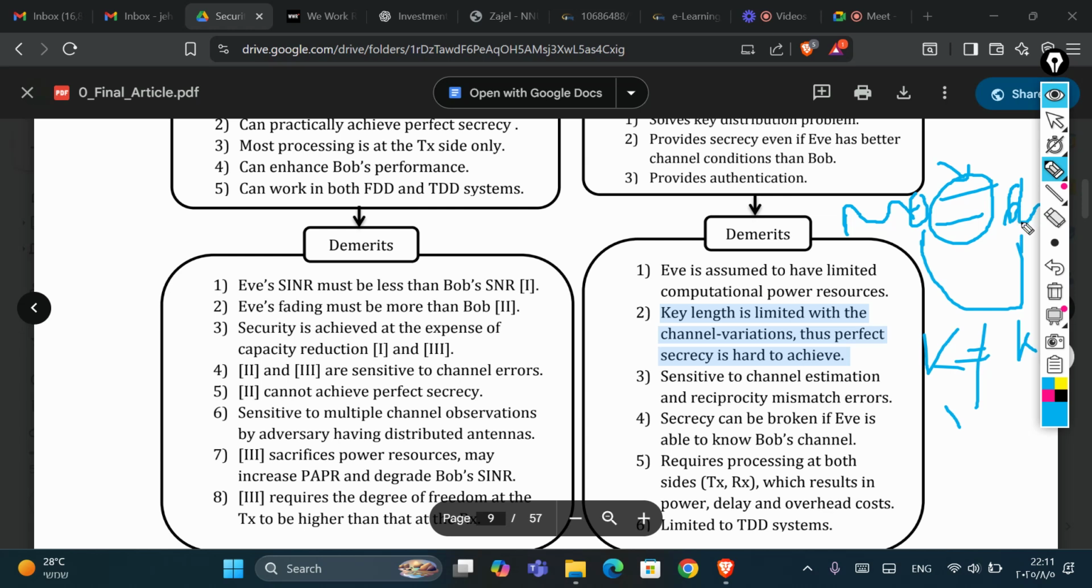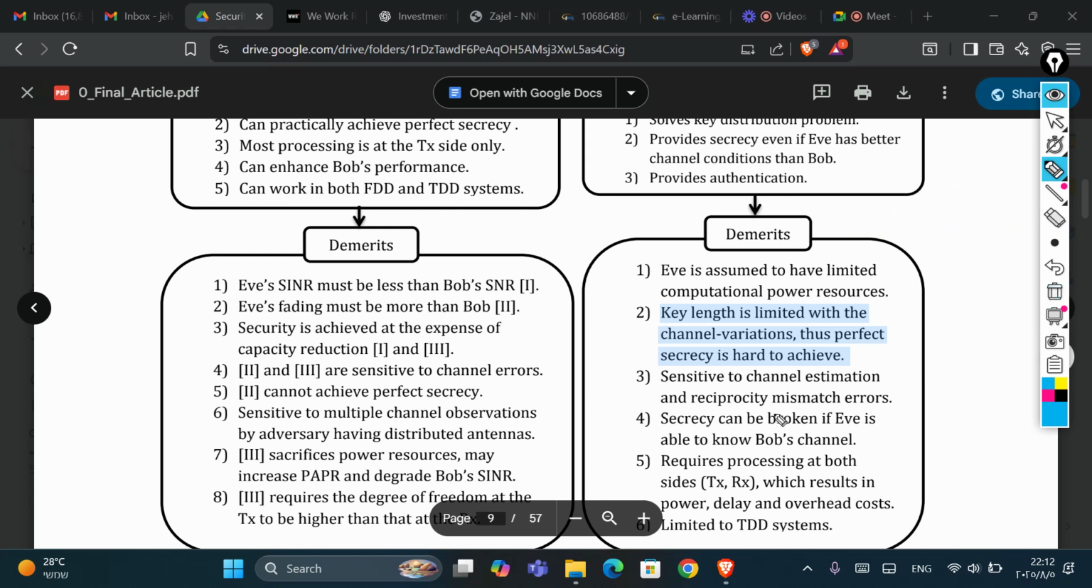And if they are not the same, they also affect the channel parameters estimated at both the transmitter and receiver, and therefore the downlink estimation will sometimes be different from the uplink estimation. Because of that, you end up extracting keys that are not exactly the same. They have some mismatch and differences between them. So this is related to sensitivity to channel estimation.